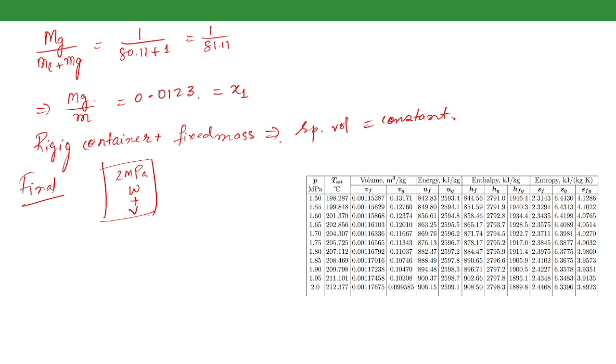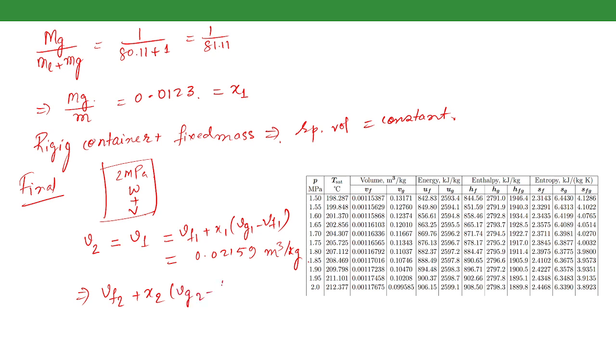So V2 is equal to V1, okay, and what was V1? V1 is equal to Vf1 plus x1 into (Vg1 minus Vf1). So if we put in these values, the V2 value comes out to be equal to 0.02159 meter cube per kg. But the V2 value we can also write as Vf2 plus x2 into (Vg2 minus Vf2).